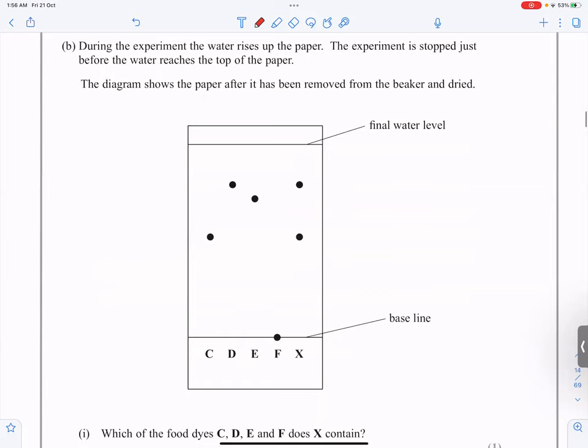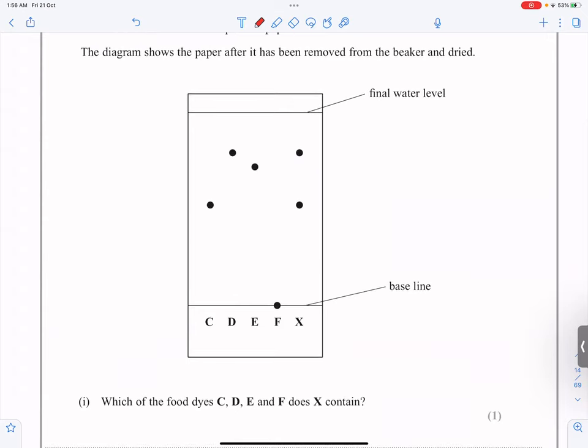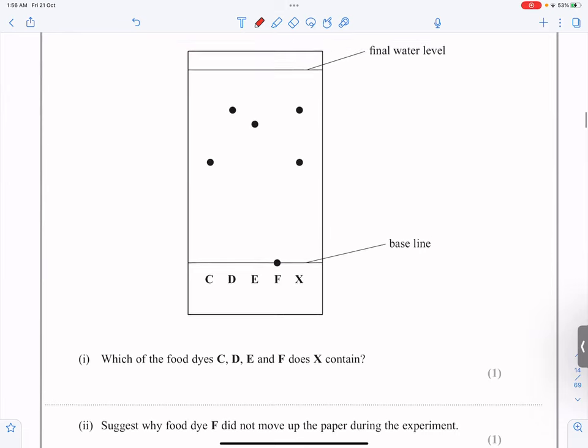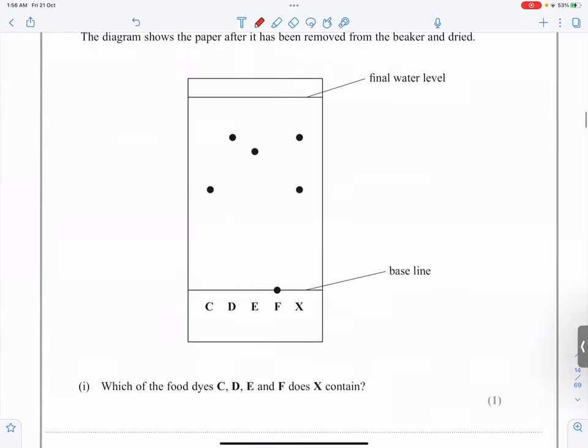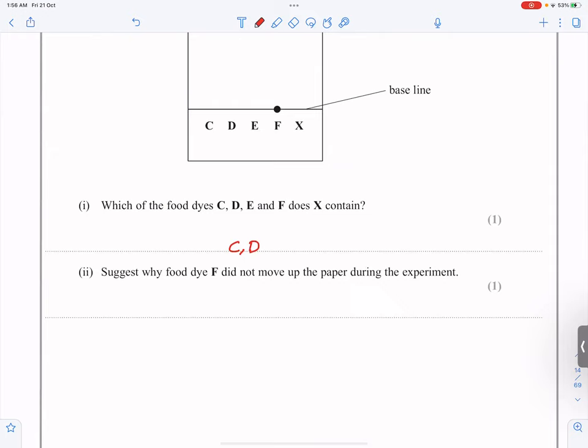During the experiment, water rises up the paper and the experiment is stopped just before water reaches the top of the paper. The diagram shows the paper after it has been removed from the beaker and dried. Question I, which of the food dyes C, D, E, and F does X contain? By comparison, we spot that C matches a spot of X, and also a spot of D matches another spot of X. So here we have C and D.